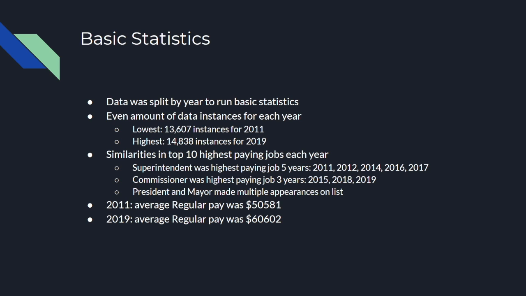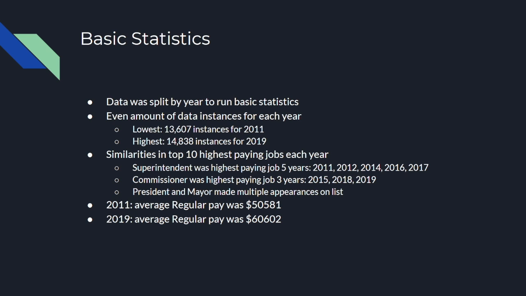For example, superintendent was actually the highest paying job, #1, for 5 different years: 2011, 2012, 2014, 2016, and 2017. Similarly, commissioner was also the highest paying job for 3 years: 2015, 2018, 2019. And some other jobs that made multiple appearances on the list were president and mayor. So the trend that we saw was there was a lot of similarities between the highest paying job across the 10 years.